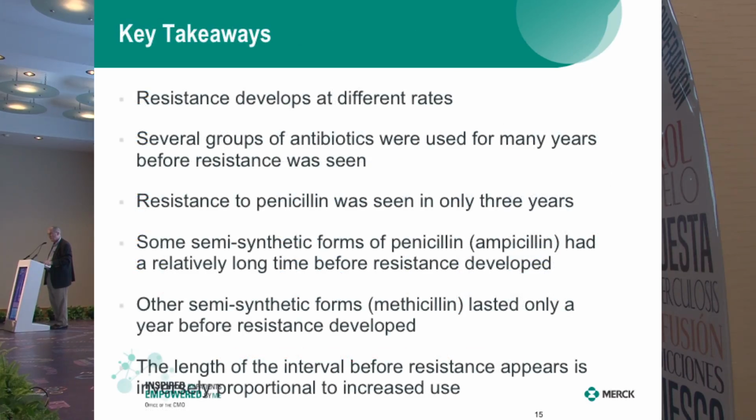So, some key points. Resistance evolves at different rates. Several groups of antibiotics were used for many years before resistance was seen. Resistance to penicillin was seen in the clinic a few years later, but semi-synthetic forms of penicillin, like ampicillin, had a much longer period of time before resistance developed. Others, like methicillin, lasted only a single year, and that's part of the reason for the epidemic of MRSA, methicillin-resistant Staphylococcus. The length of the interval before resistance appears is inversely proportional to use. So the more you use it, the more you lose it.